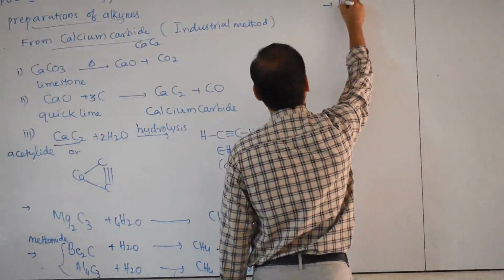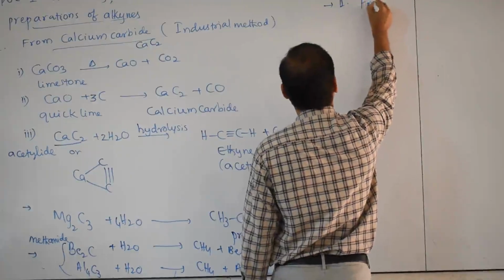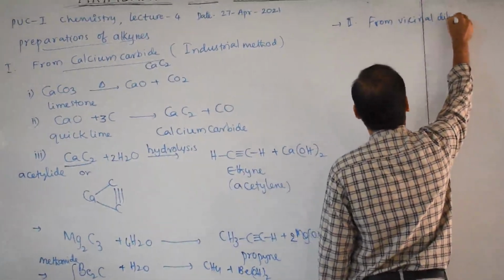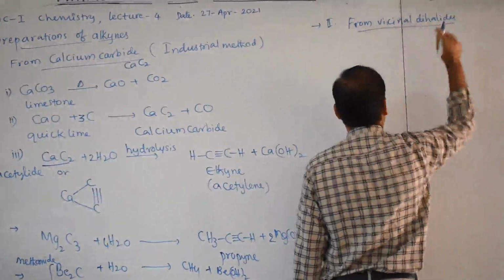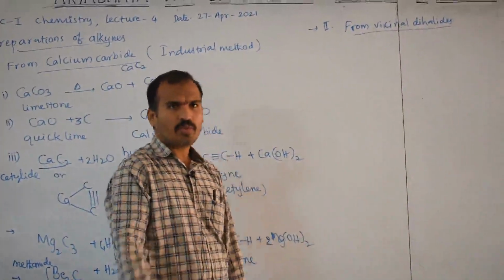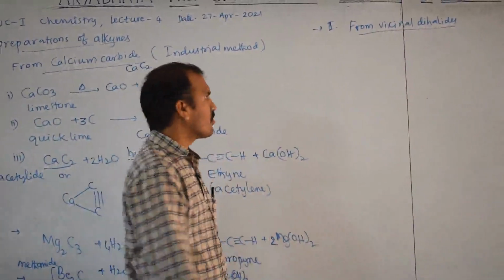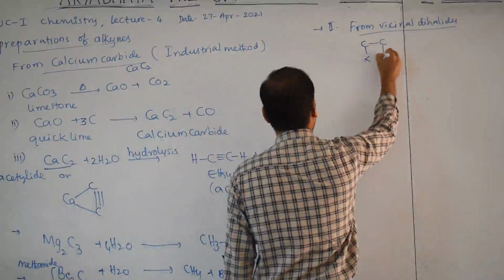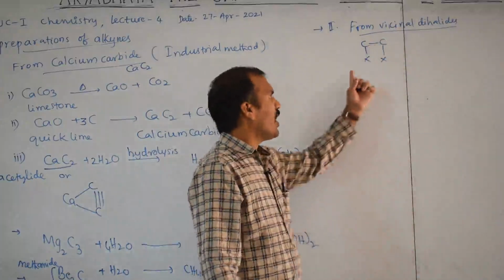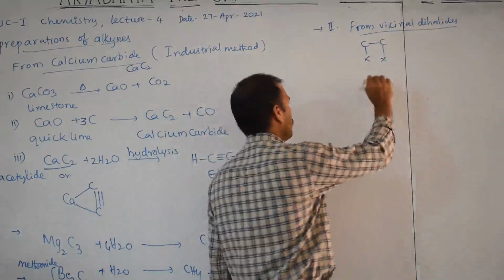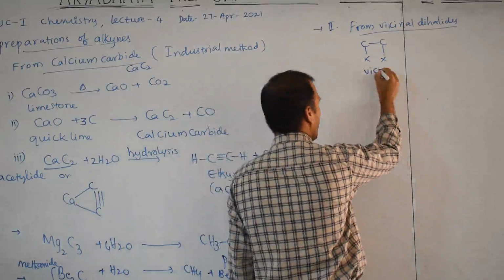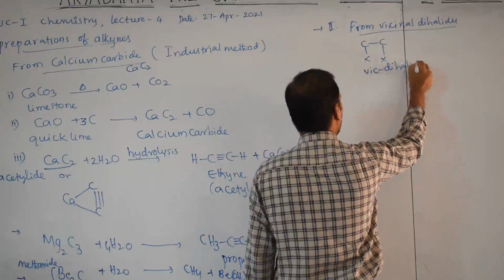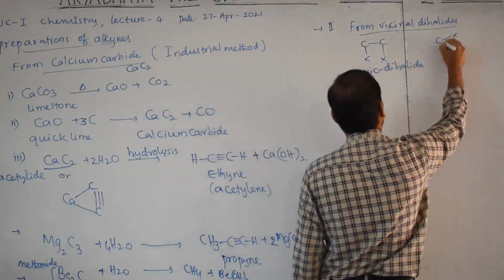The second method is from vicinal dihalides. Already you know that vicinal means adjacent. Any two groups that are adjacent are called vicinal. Already I told you that this type of representation is known as vicinal. Two halogens are adjacent, therefore these are known as a vicinal dihalide. This is represented as VIC hyphen, vicinal dihalide.